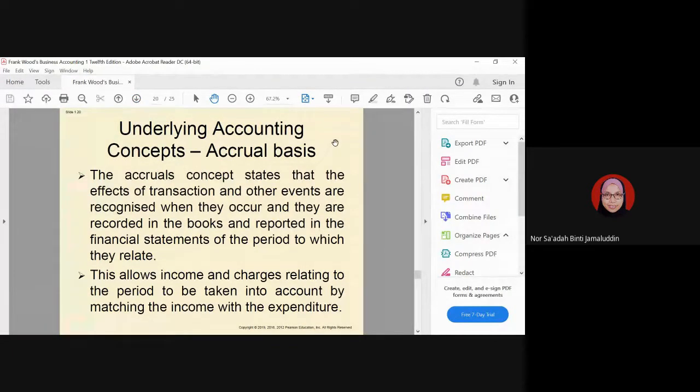The accrual concept states that the effects of transactions and other events are recognized when they occur, and they are recorded in the books and reported in the financial statements of the period to which they relate. This allows income and charges relating to the period to be taken into account by matching the income with the expenditure.